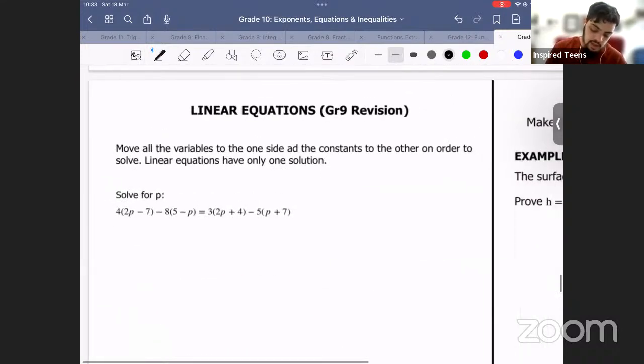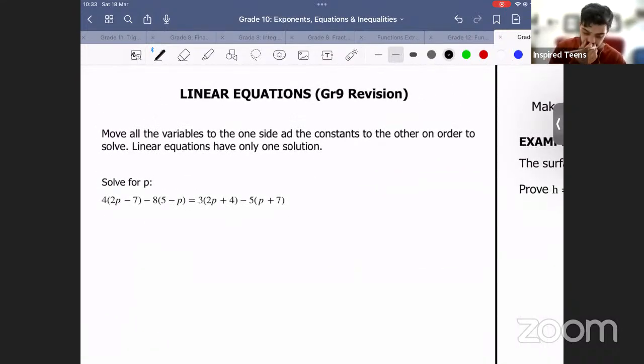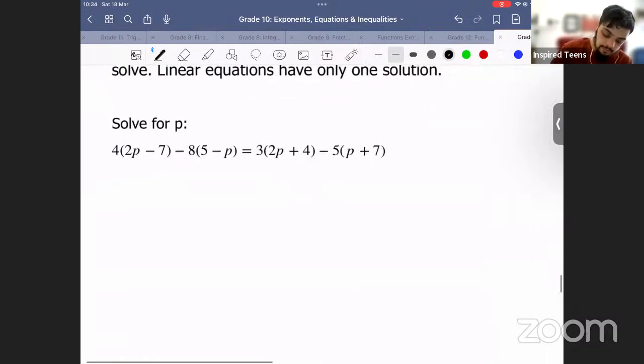Okay, linear equations. So this is just a revision of linear equations. We just did linear inequalities, so it would be very similar, except this has an equation. Obviously, it has an equal to sign. Move all the variables to one side and the constants to the other side in order to solve the equation. Linear equations have only one solution. Okay, this is baby work. So here I have a bunch of brackets which require distribution. I'm going to distribute all of them actually.